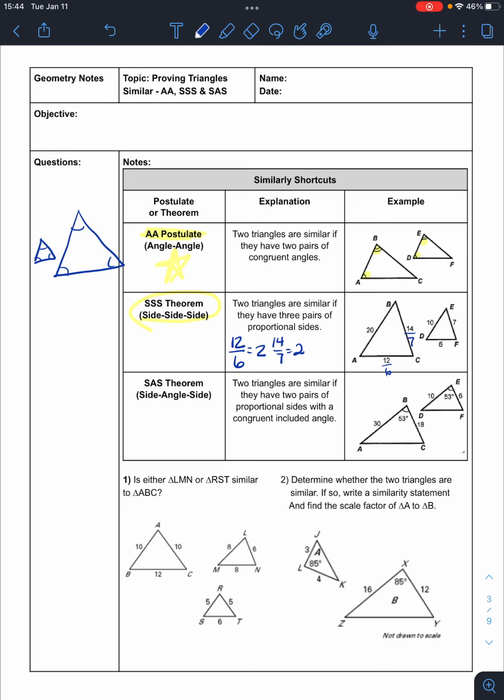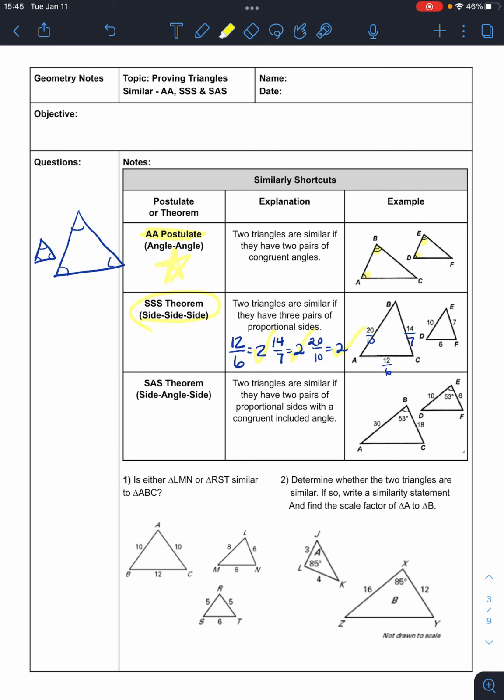And then I need longest side with longest side. So that's going to be 20 over 10, which is also 2. If I have three pairs of sides that have the same ratio, they're all the same, then I can say that my triangles are similar by side-side-side. If any one of those numbers is different, then do a quick double check. But if any one of them is different, then the answer is no, they're not similar. They all have to be exactly the same.